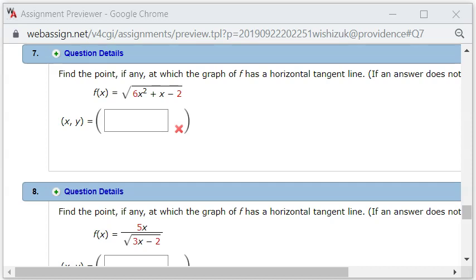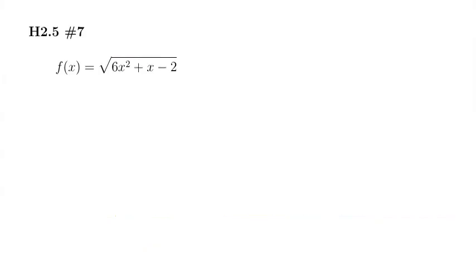All right, let's look at the homework at 2.5, problem number 7. We want to find the point where this function has a horizontal tangent line. So let's do that. We have this function here. First thing is we're looking for the place where we have a horizontal tangent line, right?